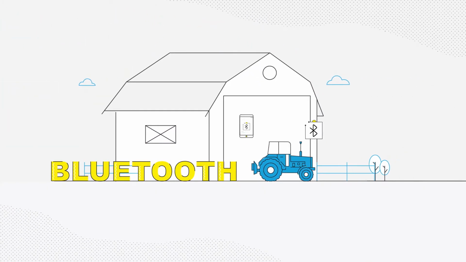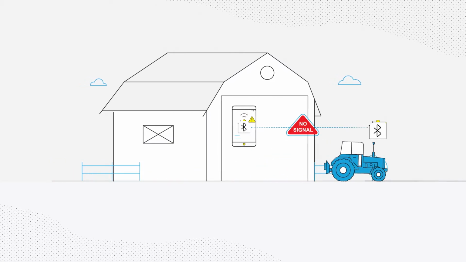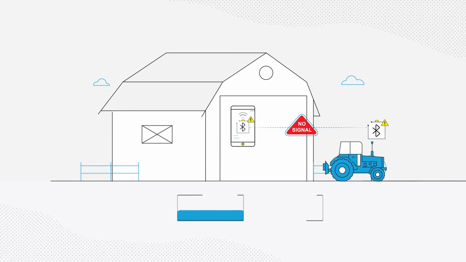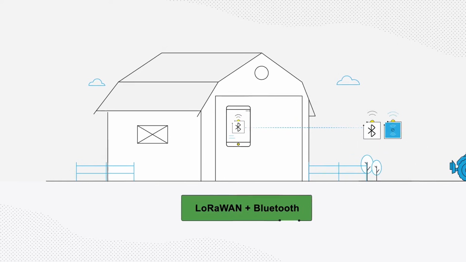Bluetooth connects devices to each other in close range. But how do you track equipment that's far away? Add LoRaWAN to Bluetooth and bring everything into range.